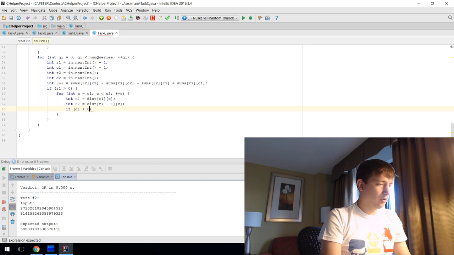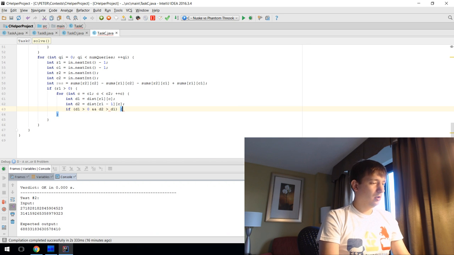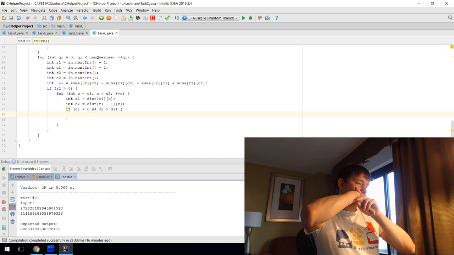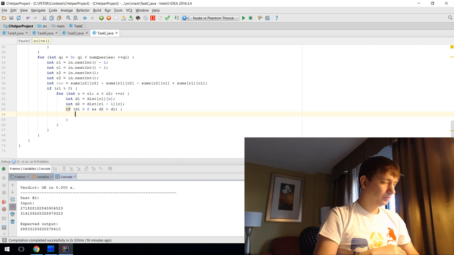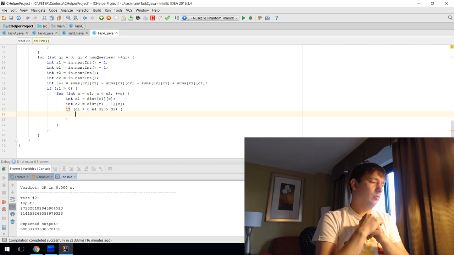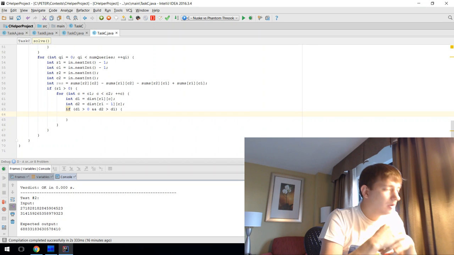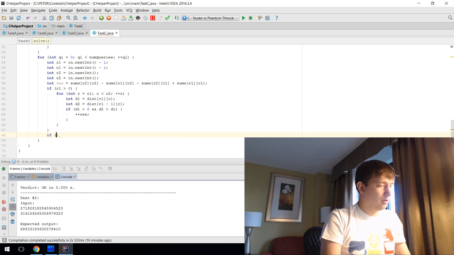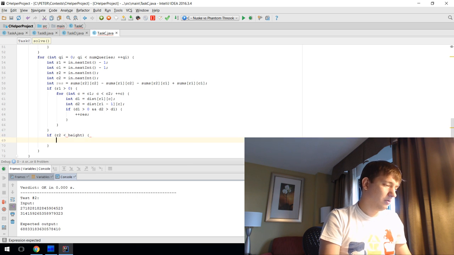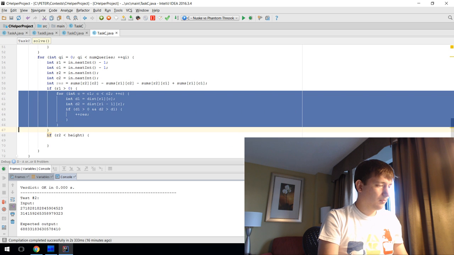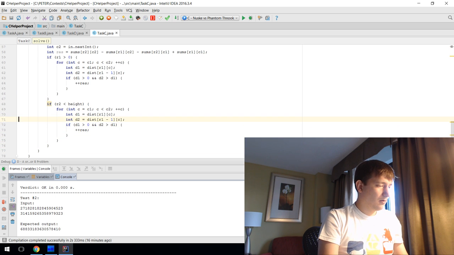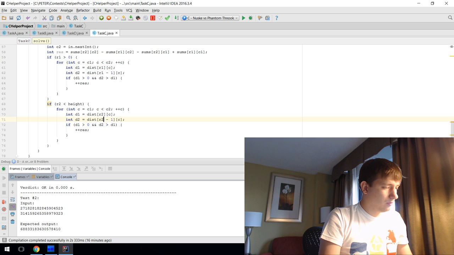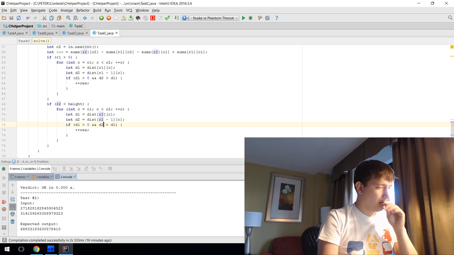If d1 is more than 0 and d2 is more than d1, then we increment. Okay, then the same if r2 is less than height. R2 minus 1. Also, no, this would be minus 1.